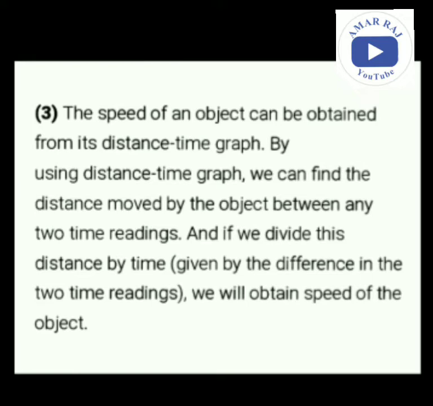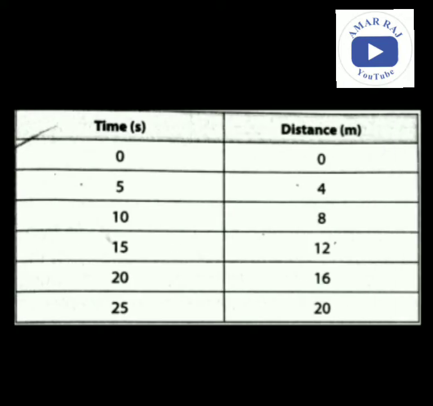Now students, let us explain these advantages one by one with the help of one example. I have taken the example. In this table you can see that initially at time equal to 0 second, that is at the starting of observation, distance traveled by the object is 0, and in 5 seconds it covers 4 meters, in 10 seconds the object covers 8 meters, in 15 seconds the object covers 12 meters, and so on.